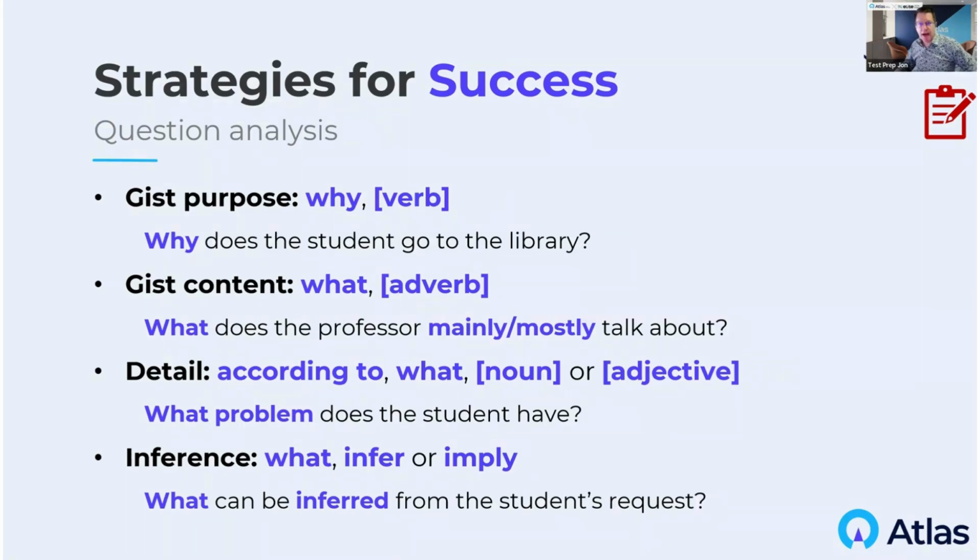Inference questions are very easy to identify because they typically start with what, and they nearly always use words like infer or imply. So what can be inferred from the student's request? Or what does the lecturer imply when he says this?